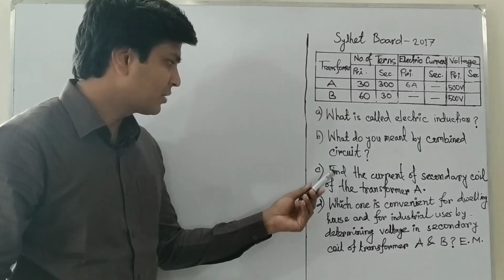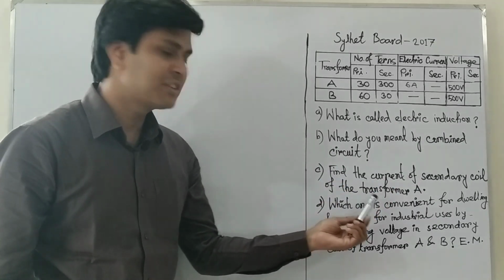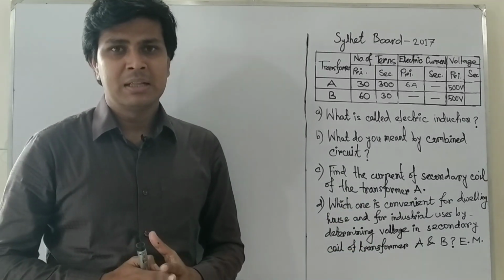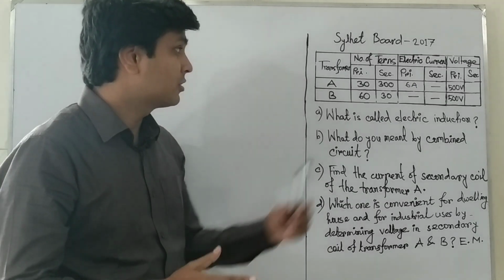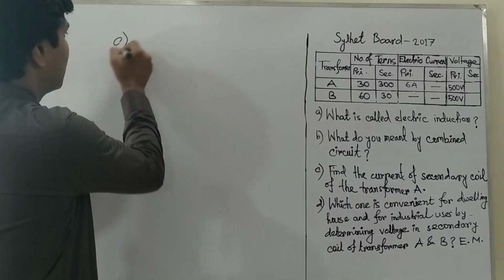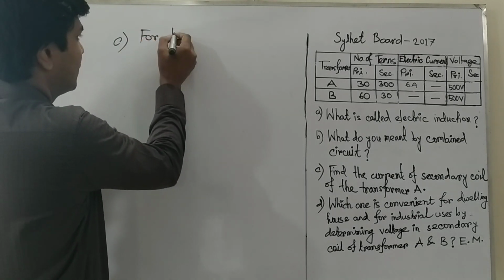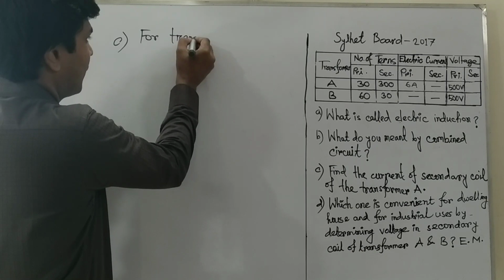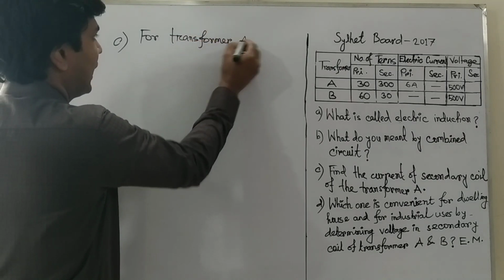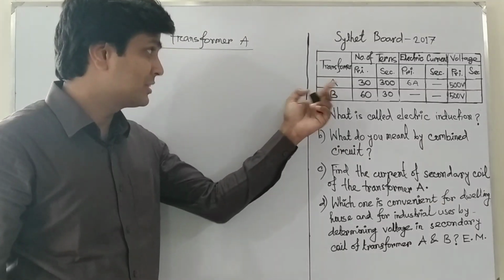Now question C. Look at the question. The question is find the current of secondary coil of the transformer A. That means we have to calculate the current, that means IS for transformer A. Let us solve the question. For transformer A, see the given quantity about the transformer A.